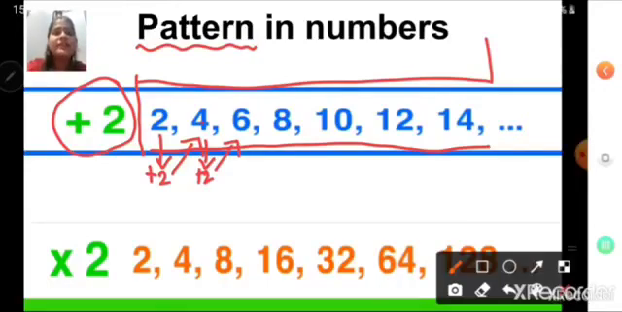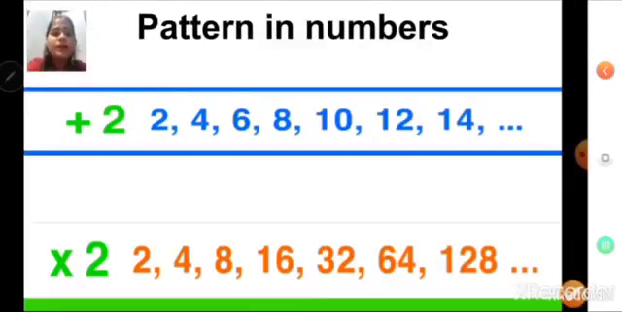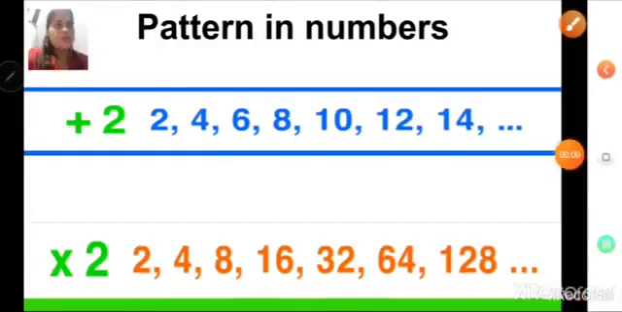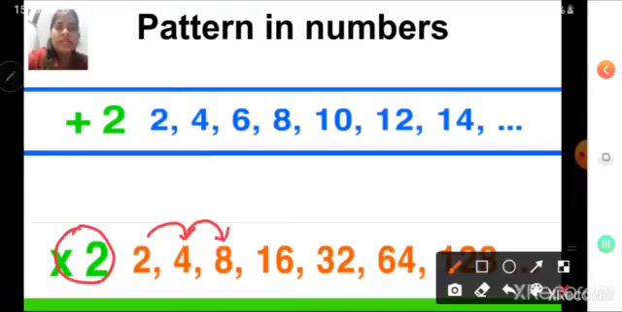So this is pattern in numbers. The same way you can see a pattern in these numbers also. The pattern is multiplied by 2. So children, as you can see, 2 multiplied by 2 is 4. Okay, now 4 again multiplied by 2 is 8. 8 multiplied by 2 will be 16. Then 16 multiplied by 2 is 32 and so on.